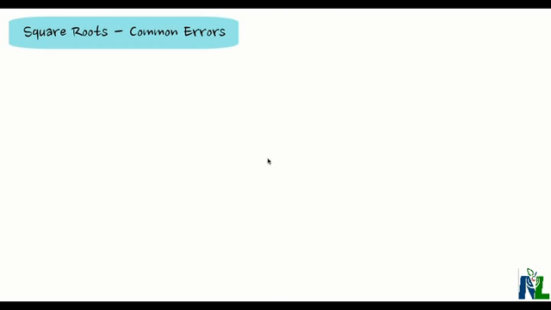I'd like to talk a little bit about some of the common errors that I see with square roots from students sometimes. When we know these pitfalls, we know what to avoid. Sometimes people just get confused about what square root is, and instead of taking the square root, they actually square it, okay? And they get 81. So this would be what you want to try to avoid.